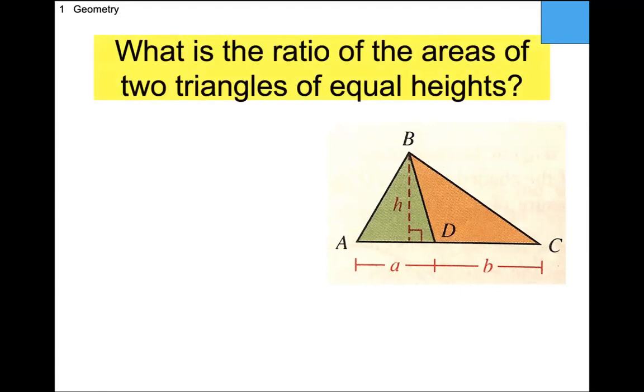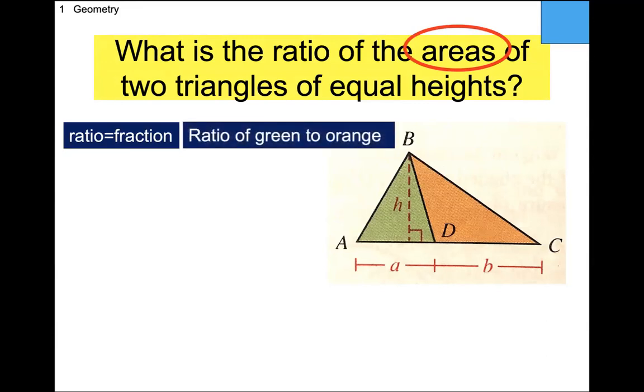So if I were to compare the areas of the green to the orange triangle and write a ratio of that, well, let's see what would happen. So I need the areas of the green. Remember, ratio is a fraction. So I'm going to write a ratio of the areas. And I'm going to compare green to orange. So let's see. What's the area of the green triangle? Well, the base is A and the height is H. So AH divided by 2 would be the area of the green triangle.